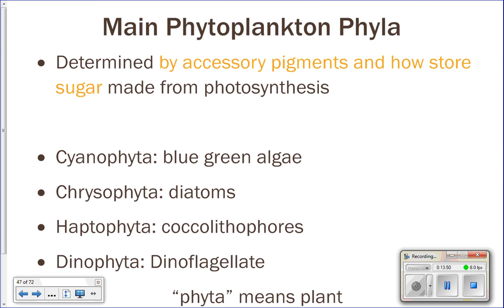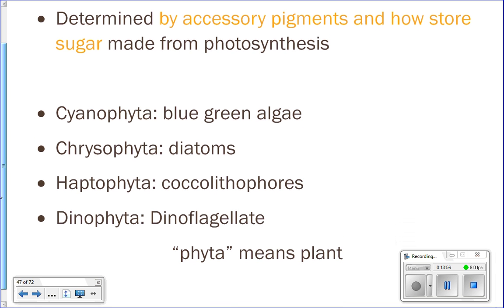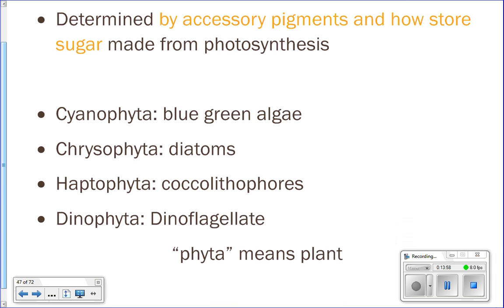Okay, so we're going to look at some of our different phytoplankton phylums. There are 4 phytoplankton phylums that we're going to look at: Cyanophyta, Chrysophyta, Haptophyta, and Dinophyta. You looked at 3 of these during your lab, right? You looked at Cyanophyta, the blue-green algae, Chrysophyta, the diatoms, and the Dinophyta, the dinoflagellates. So you've seen 3 of these under the microscope already.